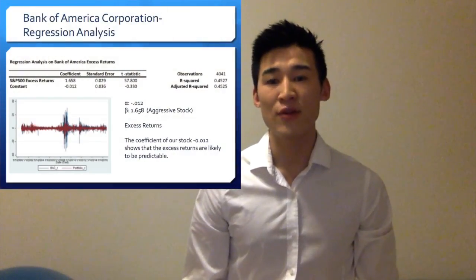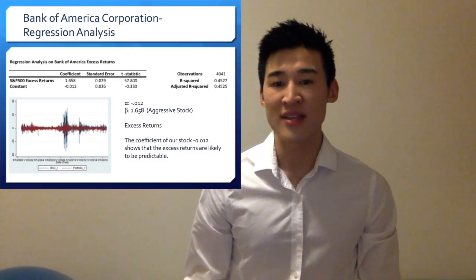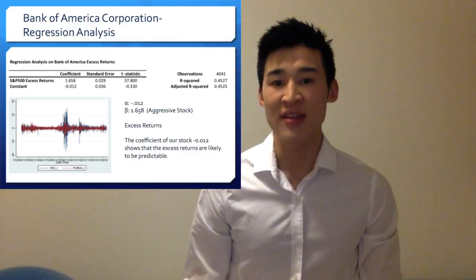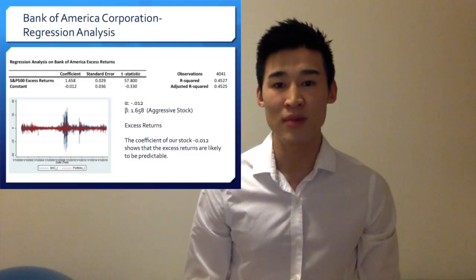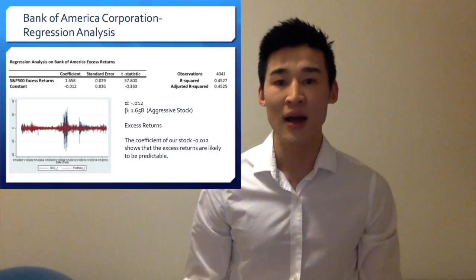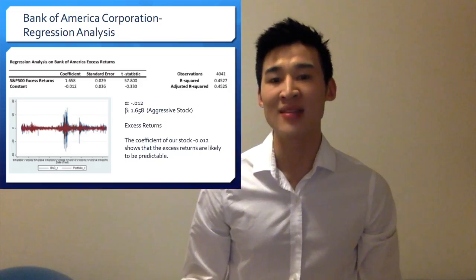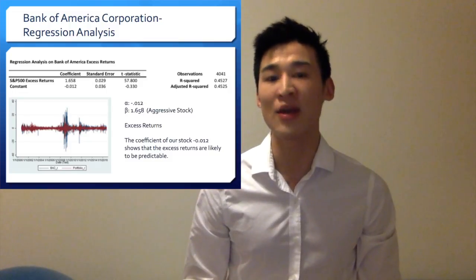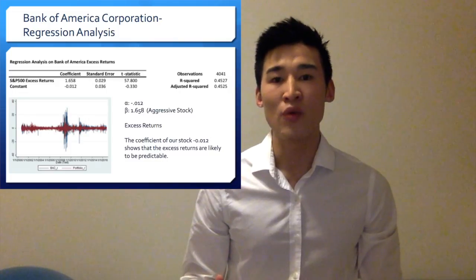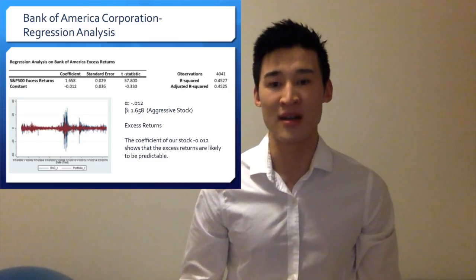So let's look at our regression analysis. From what we can see in our S&P 500 excess returns, the coefficient was 1.658 and the t-statistic for this was 57.600, which means that the coefficient is extremely significant. What our beta coefficient of 1.658 means is that our stock is extremely aggressive and that the stock of Bank of America has a greater volatility and will move in greater proportions compared to the market stock.